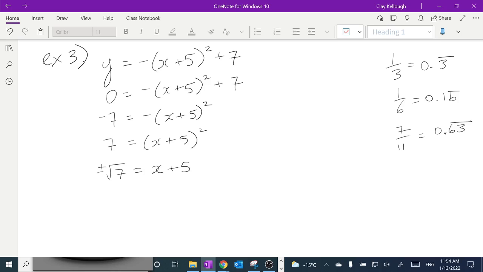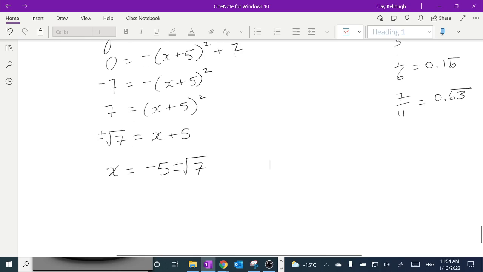So a lot of times a book will say, give us an exact answer. So my exact answer would be -5 plus or minus the square root of 7, and you'd stop here. And I think this is what you meant by the question earlier: do you ever want us to just leave it as plus or minus something? Yes, maybe, if it asks for an exact answer.